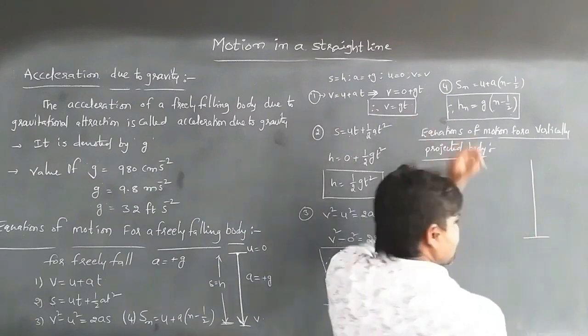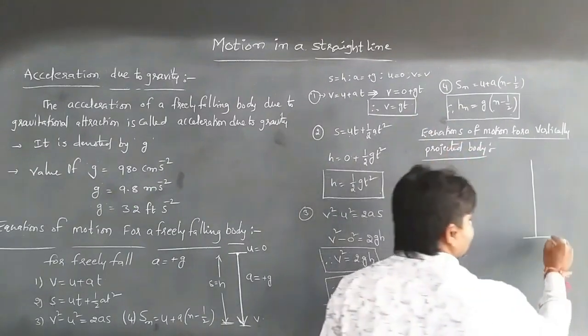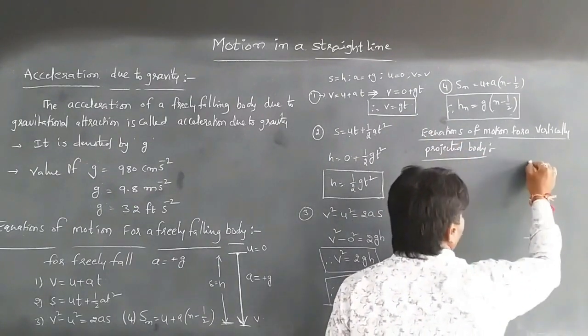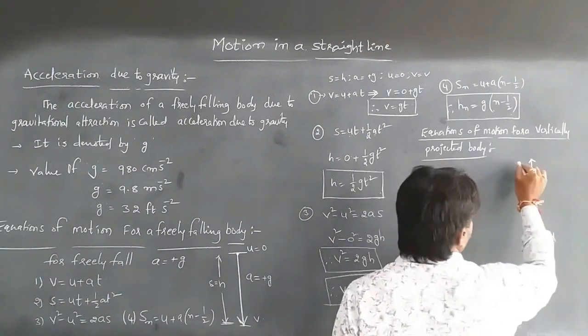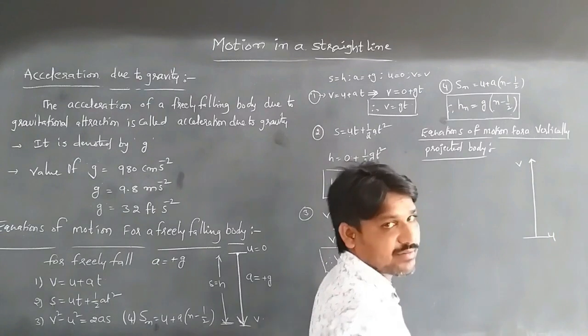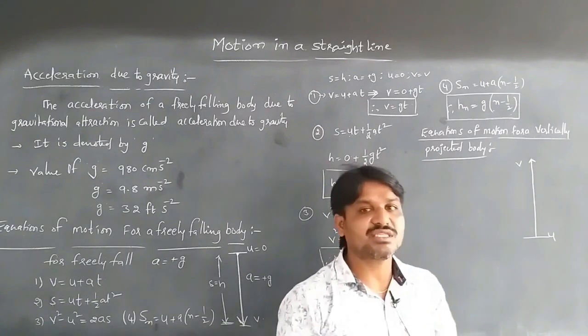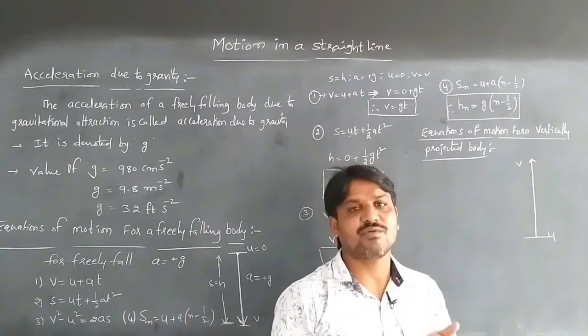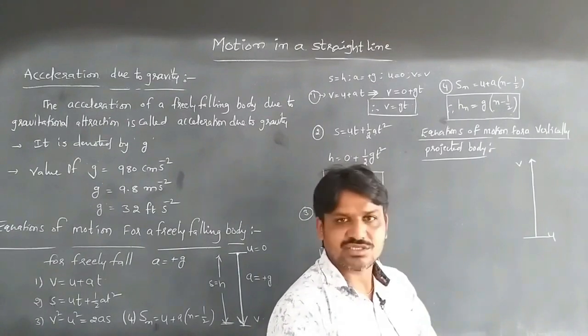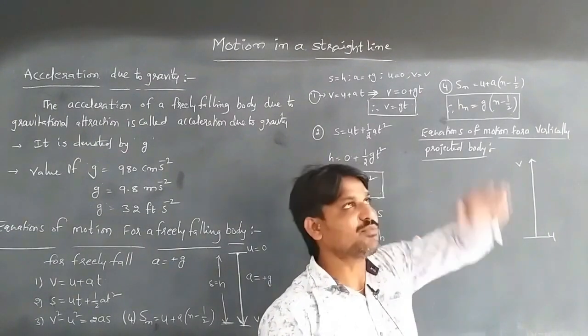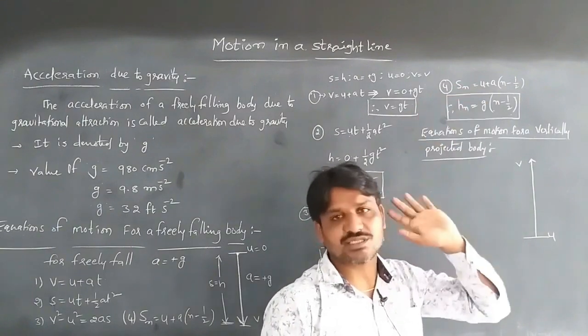Whenever the body is projected vertically upwards, it has some initial velocity, and before it reaches the maximum height there is a final velocity also. Means the initial velocity is there, and while it is in motion, it also has a final velocity.